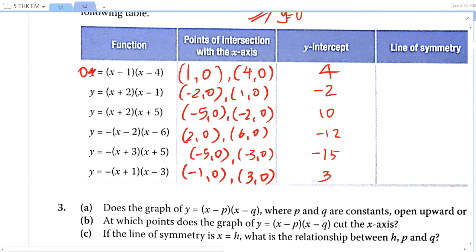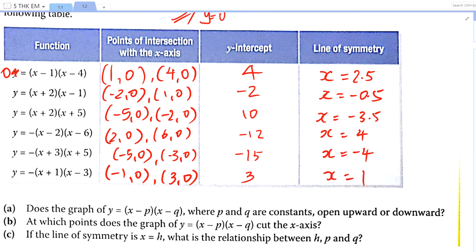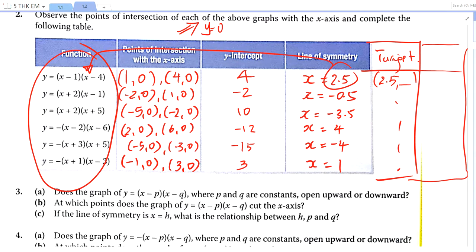Let me check whether I made any mistakes. So line of symmetry, the x value is just the average of the two x-intercepts. If I want to find the x squared term, I expand. Is it difficult to expand this? It is not difficult. Do you want to expand completely? You can if you want to, but you'll be wasting your time. I am only interested in the coefficient of x squared.